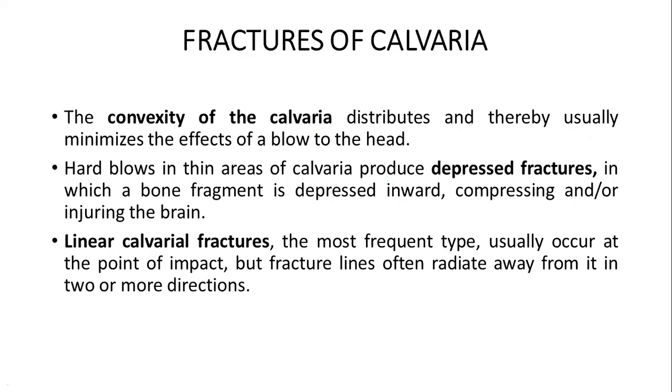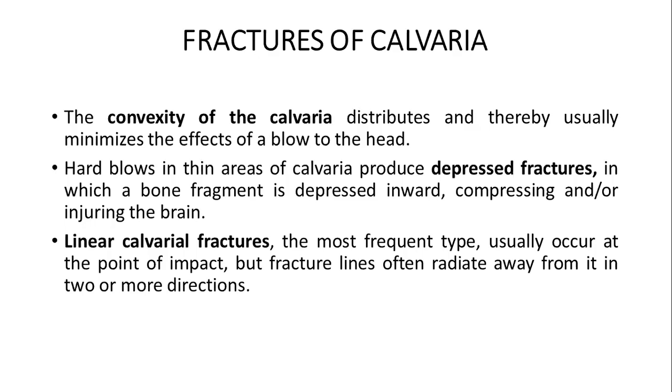And the fractures of the calvaria. Calvaria is the skull cap. Because the calvaria is convex, it distributes and thereby usually minimizes the effects of a blow to the head. But hard blows in thin areas of the calvaria produce depressed fractures, and it injures the brain. Linear calvarial fractures, the most frequent type, usually occur at the point of impact, but fracture lines often radiate away from it in two or more directions.